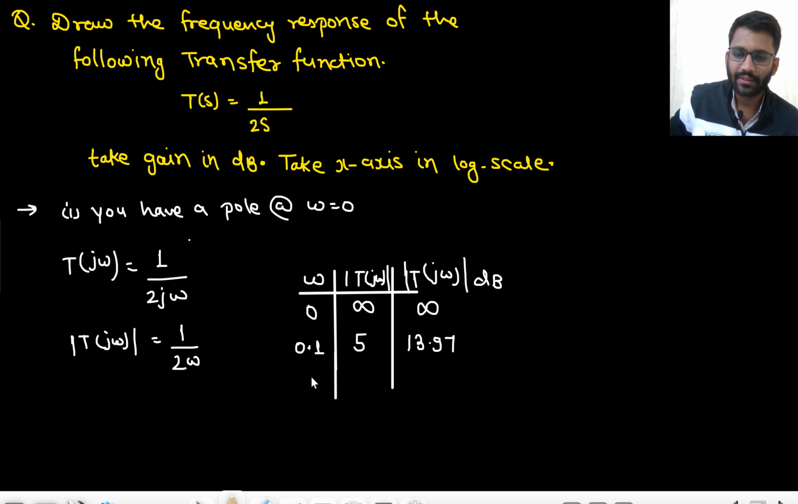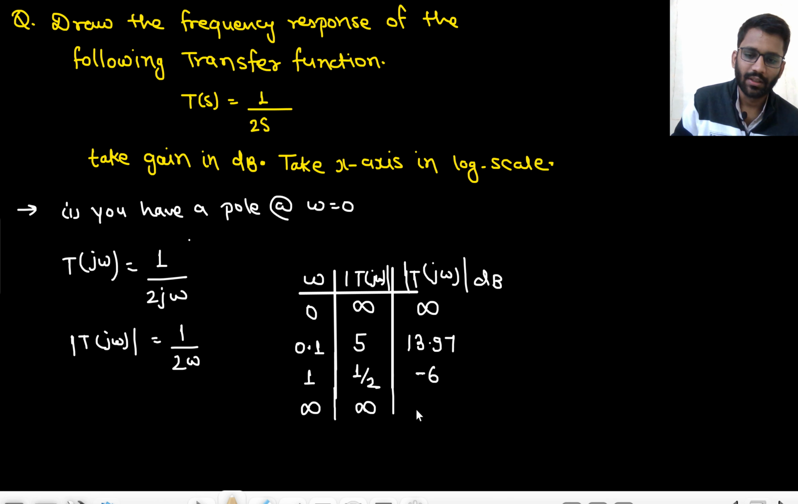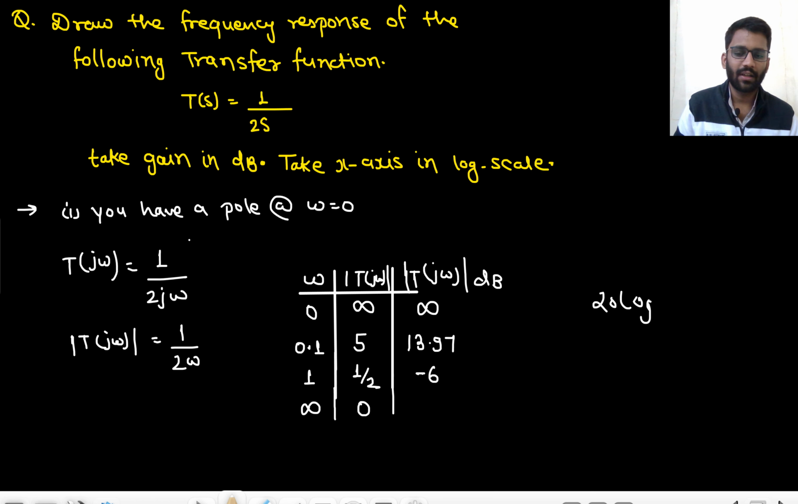Right, and let's just take one more point, let's take 1. So at 1 I will be having 1 by 2. At 1 by 2 my gain would be minus 6 dB, and at omega equals infinity my gain would be 0, and 20 log 0 would give me minus infinity. I hope you are comfortable with the logarithm. 20 log 0 would give me minus infinity.